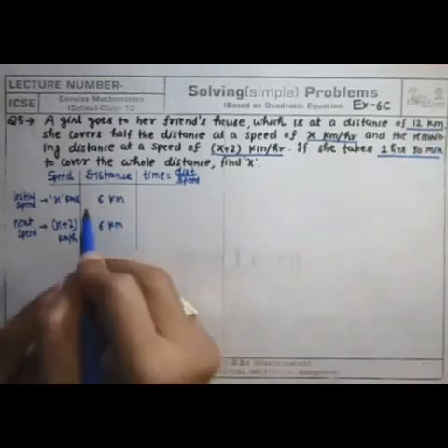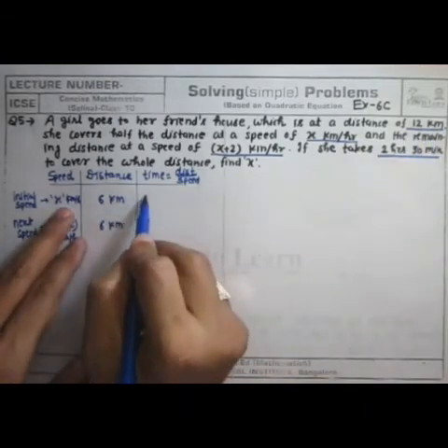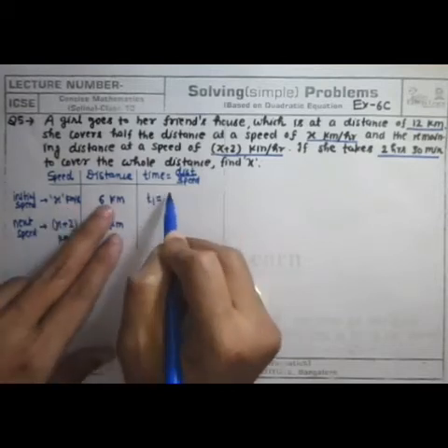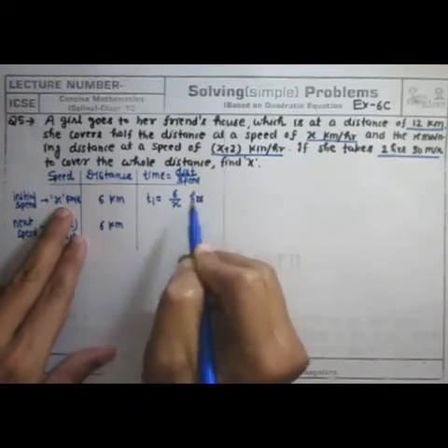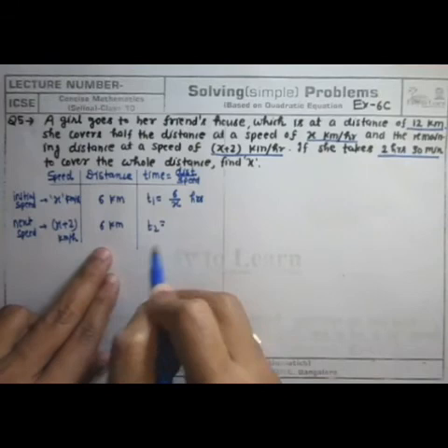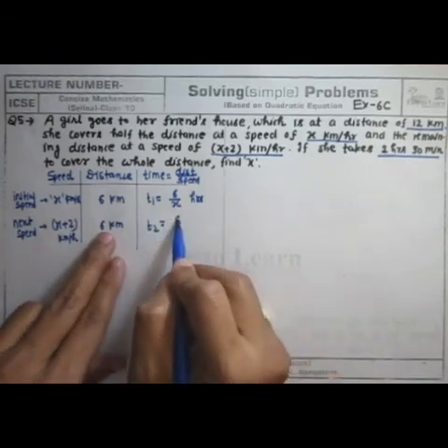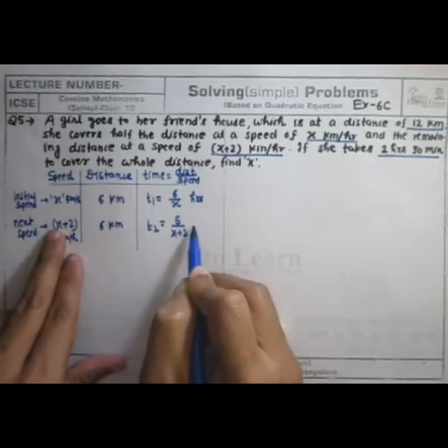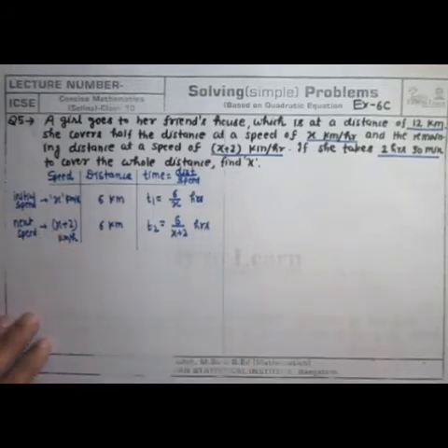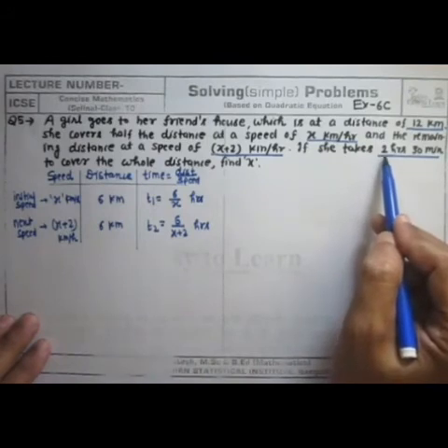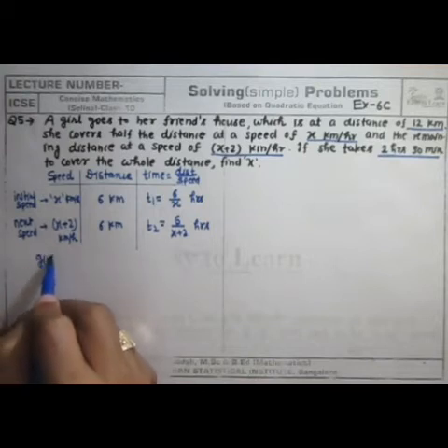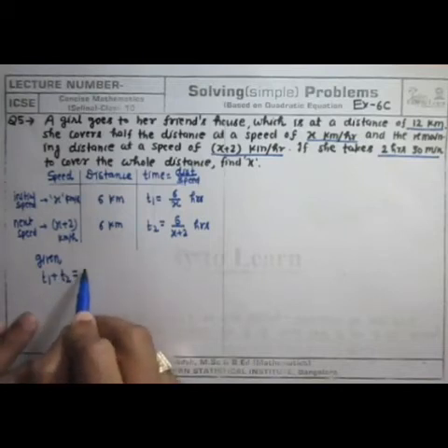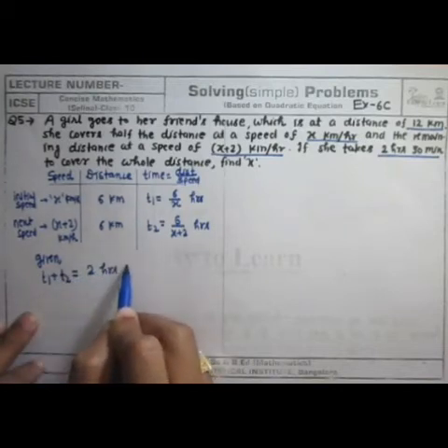So the time taken in the first half will be distance 6 by speed x, and the unit will be hours. Now the time taken to cover the next half distance is 6 by the speed x plus 2 hours. Now it is given that the total time taken is what? 2 hours 30 minutes. Total time is T1 plus T2. So it is given in the question, total time T1 plus T2 is equal to 2 hours 30 minutes.